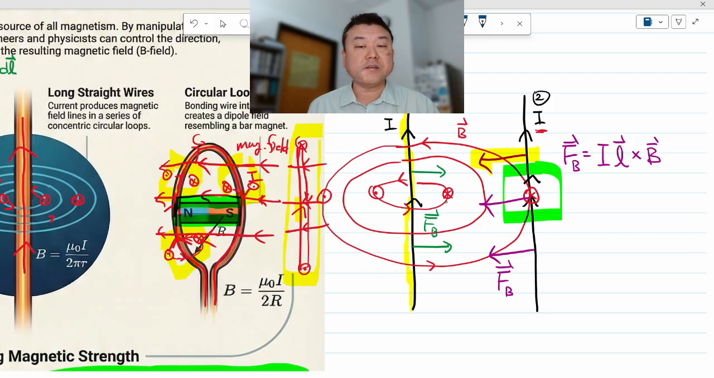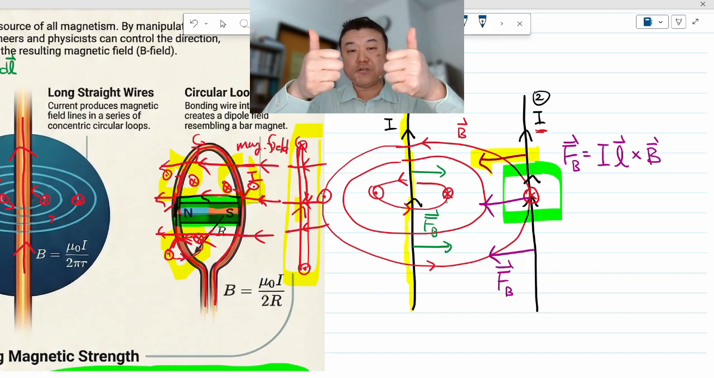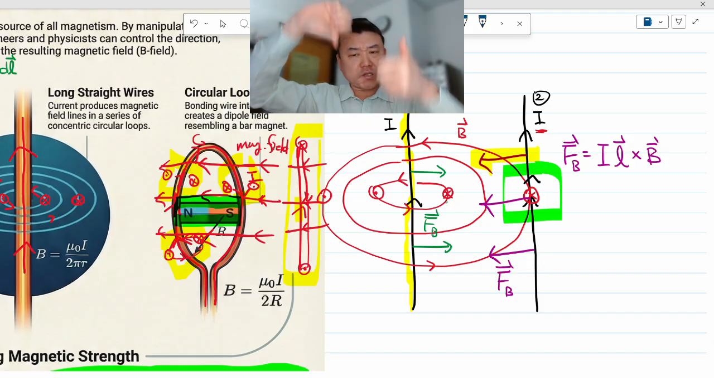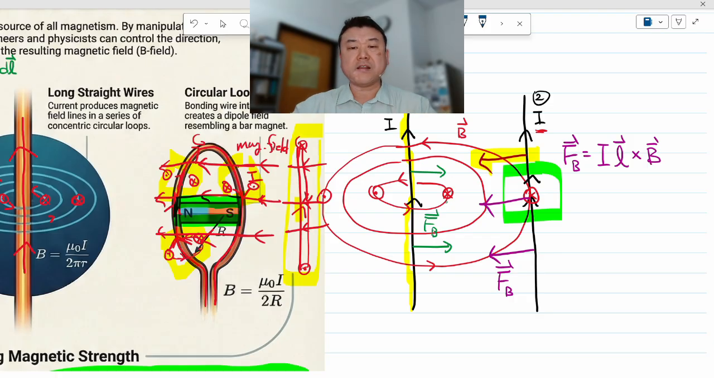With charges, we had like charges repel, opposites attract. But with currents, the same-direction currents will attract, and the opposite-direction currents, if you go through the analysis, you will find that they repel. It just works out that way.